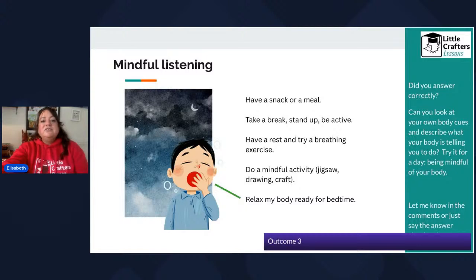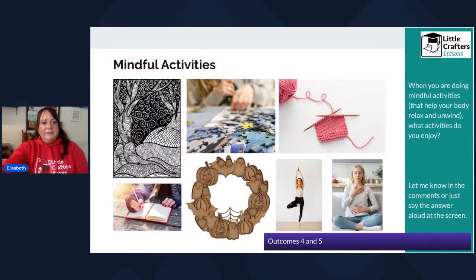So can you look at your own body cues and describe what your body is telling you to do? Try it for a day. Be mindful and really listen to your body. And then outcomes 4 and 5, the last 2 outcomes are for you to practice some mindful activities. So choose a mindful activity that you like to do and work on that for one of the outcomes. And the other one is to make a list of activities that are mindful that you like to do.